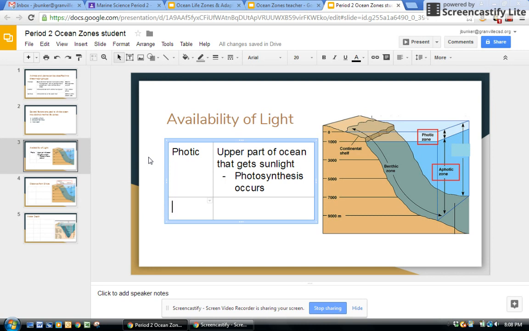I always like to say that when you see an a in front of a word, like aphotic, it typically means not. So this would be the non-light zone. These are the ocean depths with no light. You can see that is basically everything else down to the bottom. There's no light. And we would call that the aphotic zone.